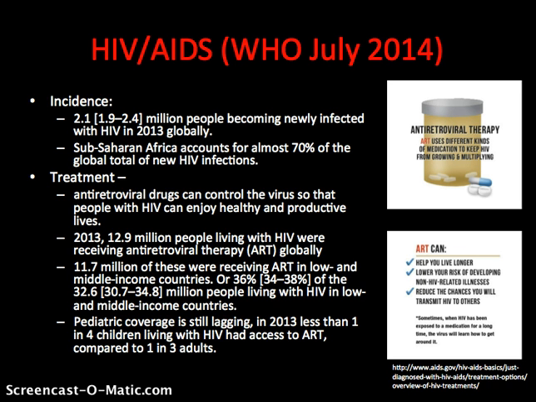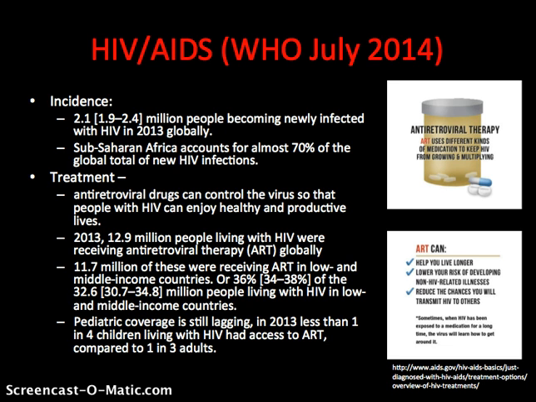It's also interesting to note that not only along the lines of income and things like GDP do they matter in the global distribution of these products, but also along the lines of age, as pediatric coverage is still lagging. In 2013, less than 1 in 4 children living with HIV had access to ART, compared to 1 in 3 adults. So there's a lag with care for children overall.